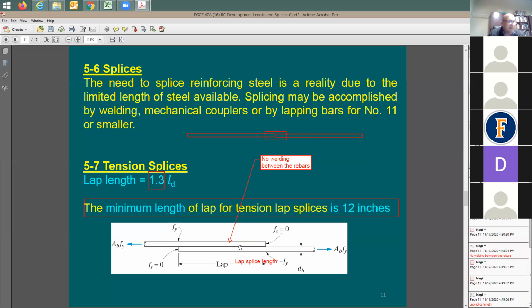This is why the lap splice is the first one that you'd usually like to use, and you'd like to think about using a lap splice instead of a coupler or welding splice. Any questions? So, okay.